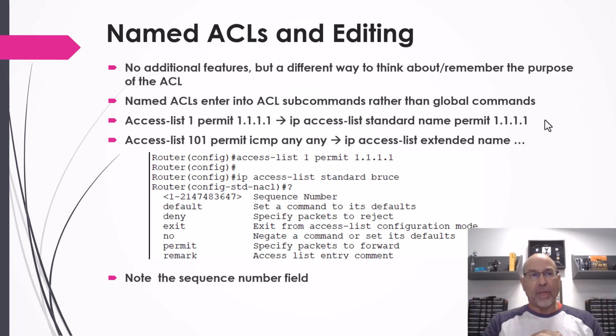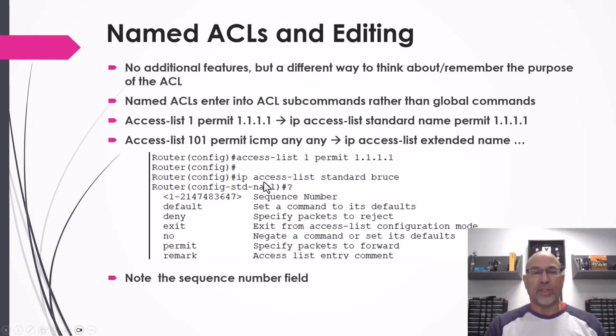So instead of doing access list 101 permit, access list 101 permit at the global level, we're going to do a named ACL, and then we're going to drop into a submenu. So there are a couple of differences here. Instead of saying access list 101, we're going to say IP access list, and then the type of access list, and then its name. And that's the way that we're going to go about things. And we'll see that here in an example.